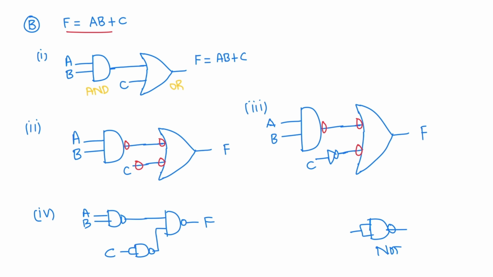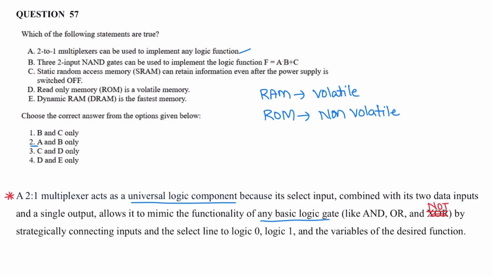So here 3 gates are used, 1, 2, 3. 3 2-input NAND gates are required for implementing the function f is equal to AB plus C. Therefore, statement B is the correct statement.